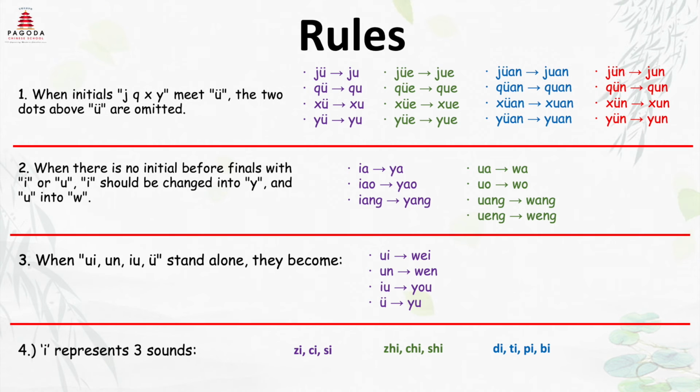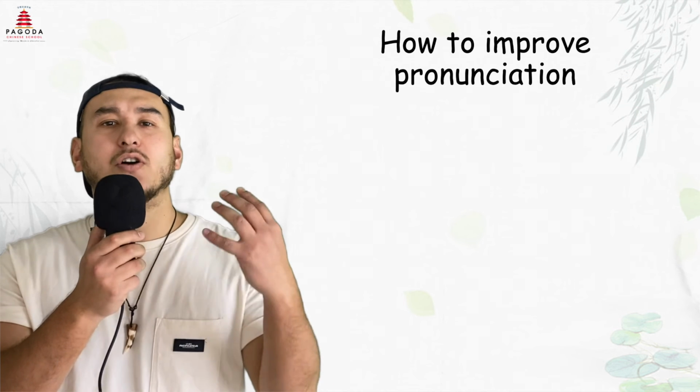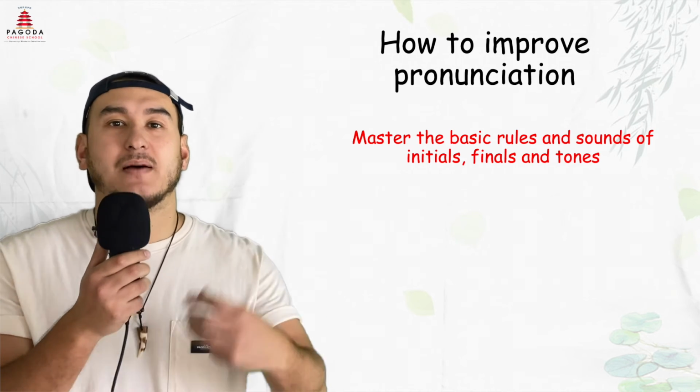And number 4. The letter I actually represents 3 different sounds depending on the initial that precedes it. When it follows Z, C, S, it would make these sounds Z, C, S. When it follows the retroflex initials, so Zh, Ch, Sh and R, it would make more of a Zh, Ch, Sh, R. But when it follows any other initial, it will make the English sound E, for example, D, T, P, B, etc.